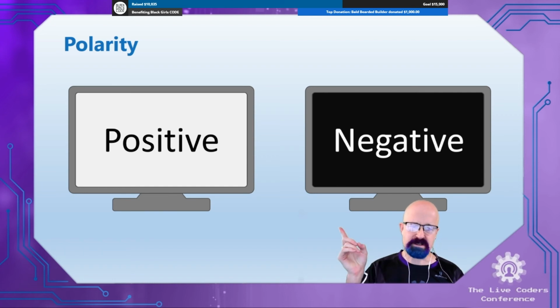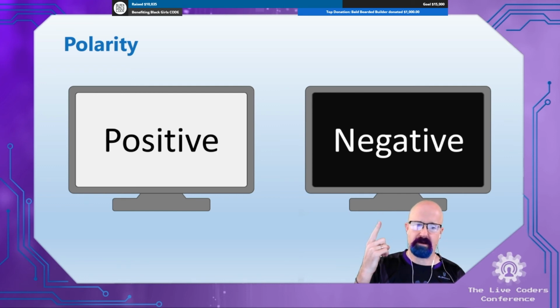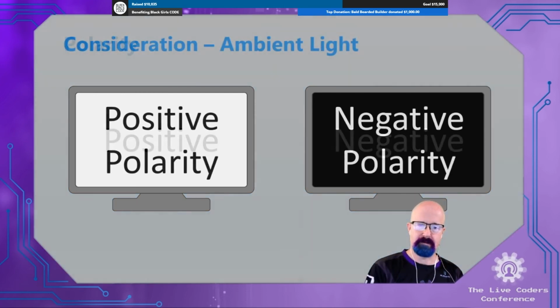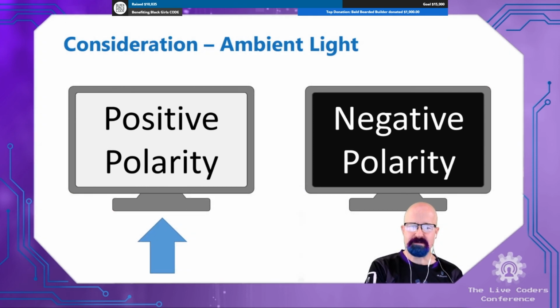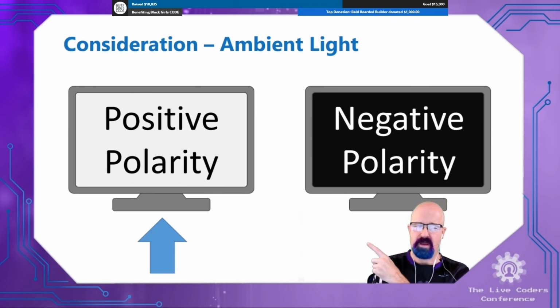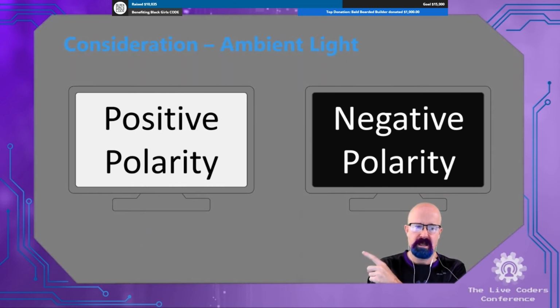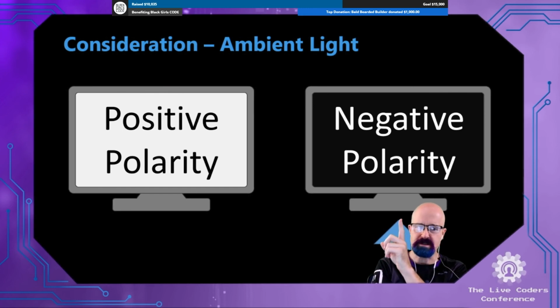We've got positive polarity over here on the left, which is black text on a white or light background. And we have negative polarity, which is light text on a dark background. The question is, which of these two is better? Sometimes there's a consideration. A lot of people think, well, I work in a dark room or I work in a bright room. You often will see anecdotal evidence, people telling stories about how they prefer a bright screen in a bright room, or a dark screen if they're working in a dark room.